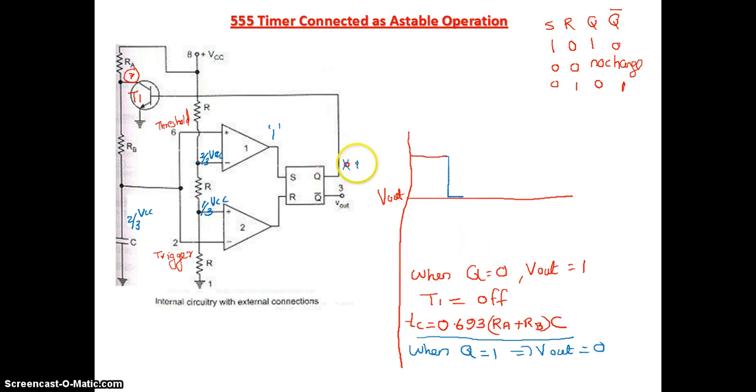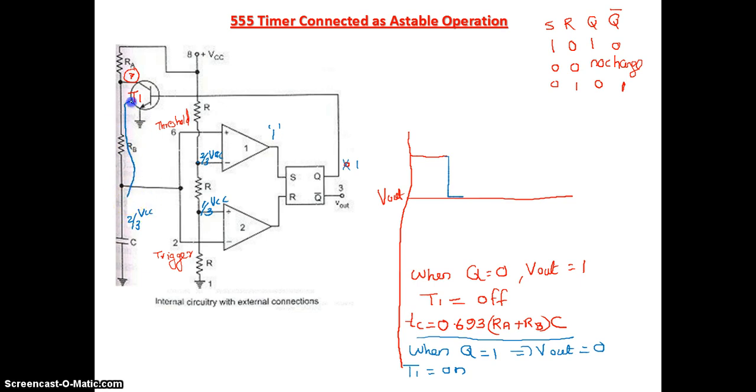When Q equal to 1, see what happens to the transistor T1. The transistor T1 will be on. When the transistor is on, it is just like a short circuit here. So rather than charging, the capacitor will now start discharging.